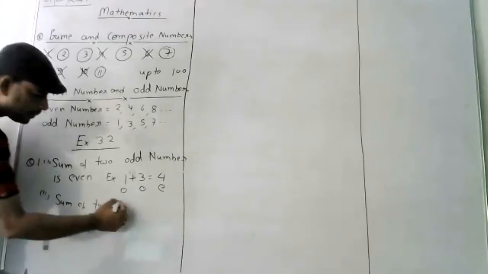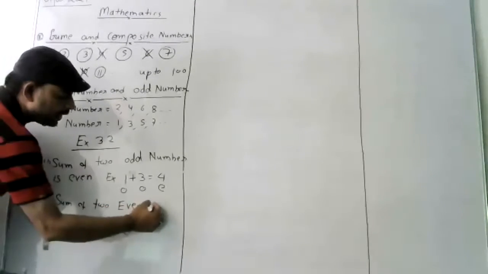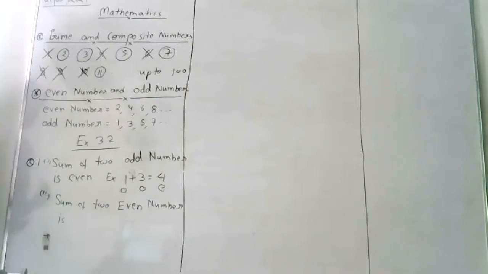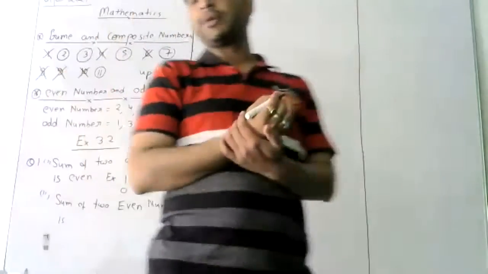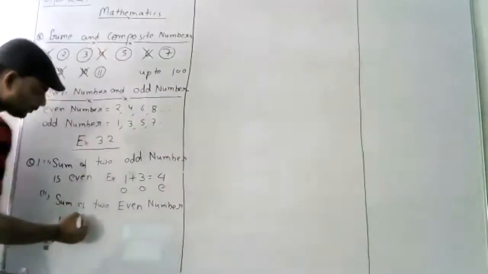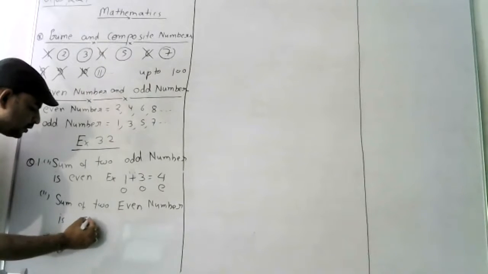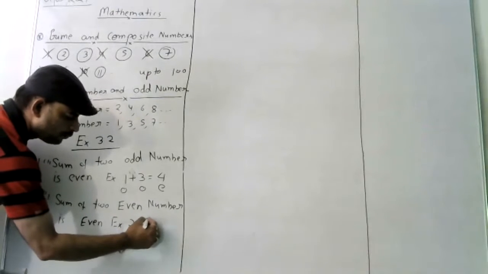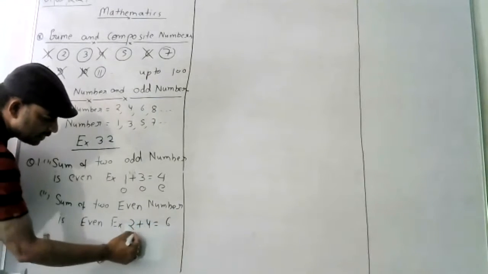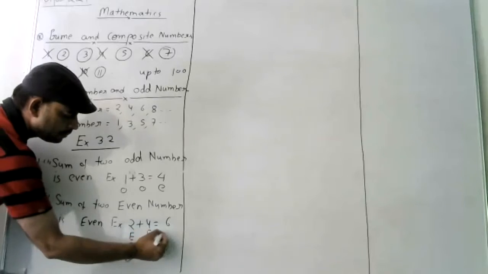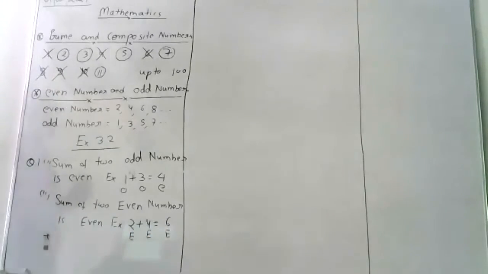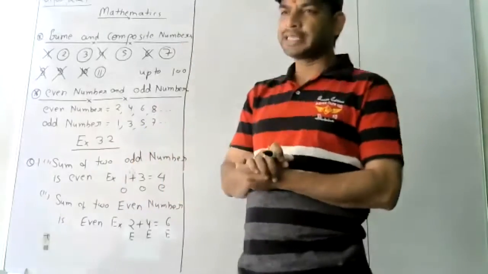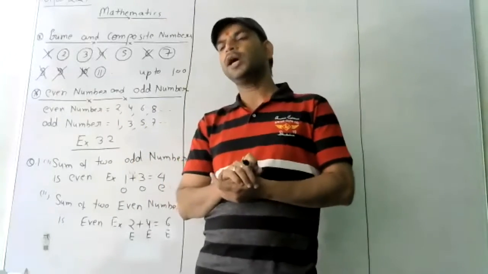Second part, the sum of two even numbers is also an even number. If we add two even numbers, for example, 2 plus 4 is equal to 6. 2 is even and 4 is even, so 6 is also an even number. So according to this question, the sum of two odd numbers is an even number, and the sum of two even numbers is also an even number.